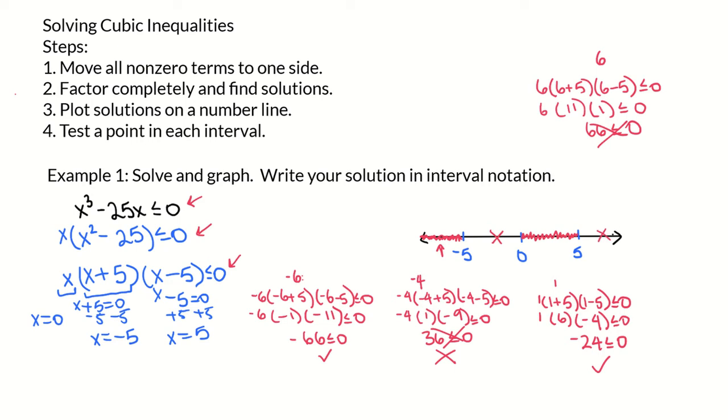So our solution is everything less than negative 5 and everything between 0 and 5. Now we consider what type of endpoint. So since our inequality is less than or equal to, these endpoints are included. So on the graph, we draw a square bracket at each of these points. So now our solution region is negative infinity to negative 5, and including negative 5, union 0 to 5.